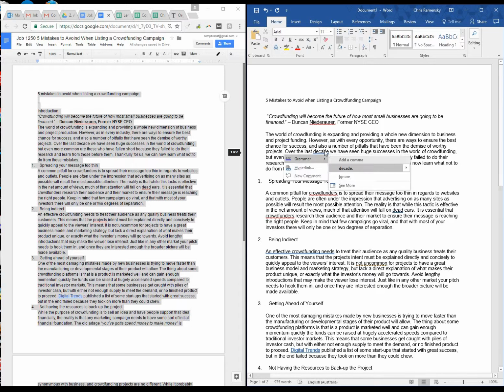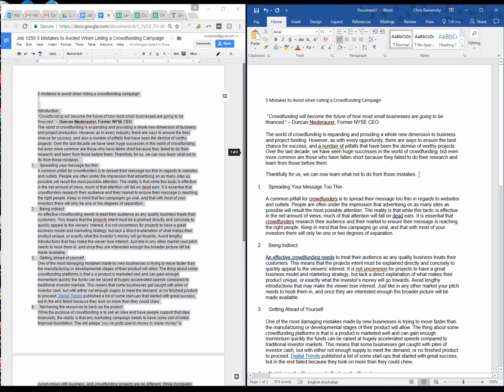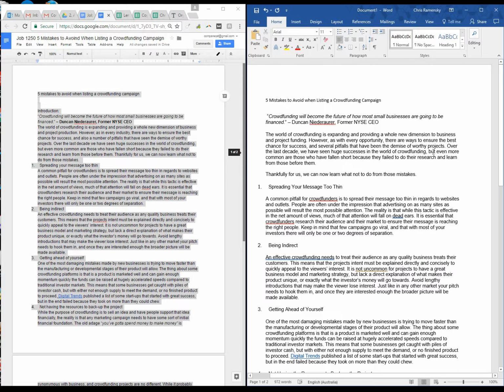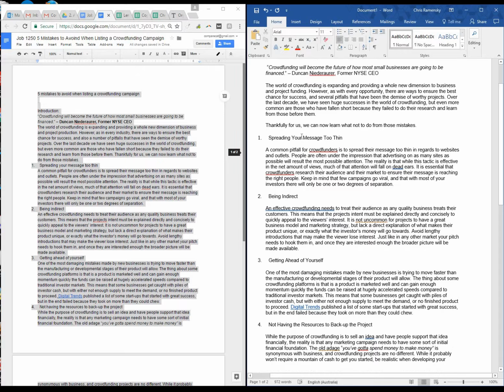Over the last decade, let's see what that typo is. That wants a comma. We'll just accept that. We have seen huge successes in the world of crowdfunding, but even more common are those who have fallen short because they've failed to do their research and learn from those before them. Thankfully, we can now learn what not to do from those mistakes. I might just separate that because that's kind of I just picked up on something there, but even more common are those who have fallen short. Yeah, that's fine. Okay, spreading your message too thin.